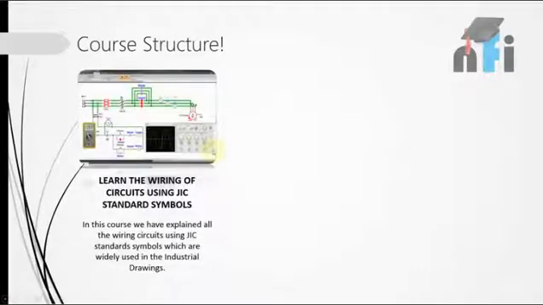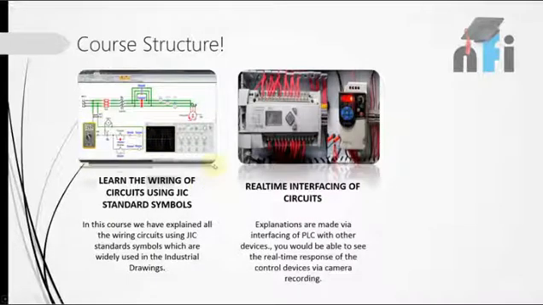So let's see the course structure first. In this course, we will explain the wiring, initially how to wire the PLC. We have some software by which we will explain the basic components and how to understand those components in JIC symbols. So the first part covers the wiring, how to wire the circuit. And then you will understand how to practically implement the wiring in designing the circuit.